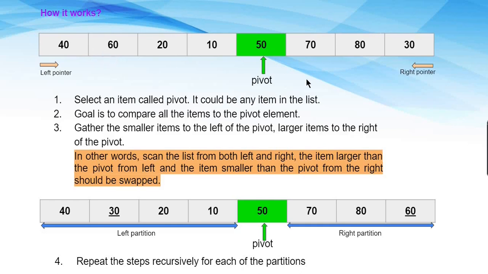Then again scan the list from the right. 50 is compared with 30. 30 is smaller than 50, so now we can swap the elements 30 and 60. If you look at the list at the bottom, both 30 and 60 are swapped. So the list looks like this: 40, 30, 20, 10, then the pivot element 50, 70, 80, and 60. This process has divided the list into two partitions, left partition and right partition. Lastly, repeat the steps recursively for each of the partitions.